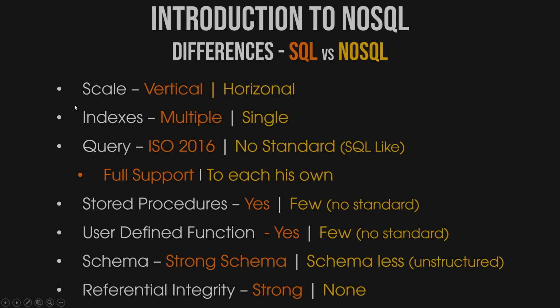So just to be clear here, all the SQL virtues or features are in orange, and the NoSQL virtues or features are in yellow. All right, so let's look at scale. We know that RDBMS scale vertically. What does that mean? It means as you want to support more and more requests per second, you've got to buy more hardware.